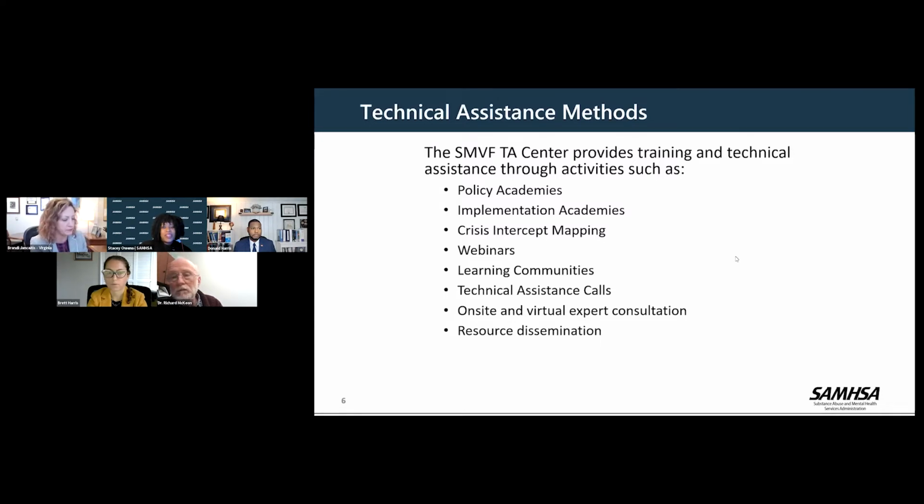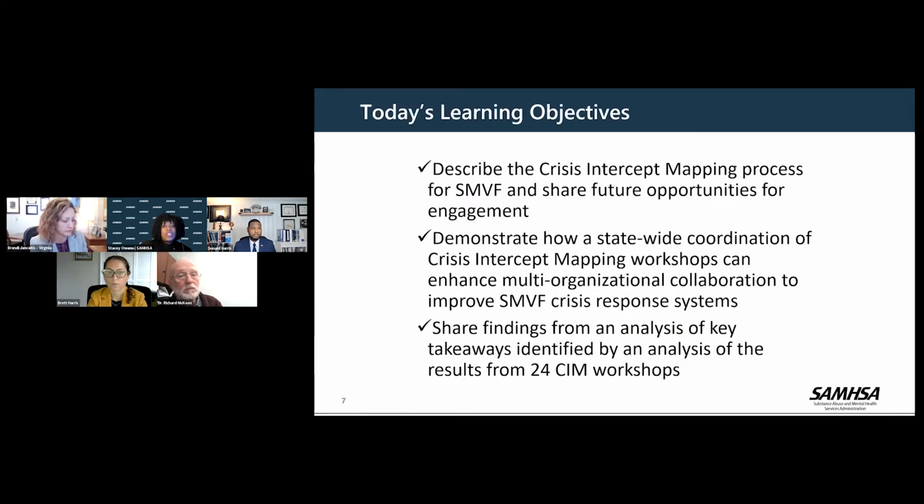Let's review our learning objectives for today. They include describing the crisis intercept mapping process for SMVF and sharing future opportunities for engagement, demonstrating how a coordinated statewide approach to crisis intercept mapping can enhance collaboration and improve SMVF crisis response systems of care, as well as sharing findings from a recent analysis of key takeaways from the results of crisis intercept mapping in 24 communities.